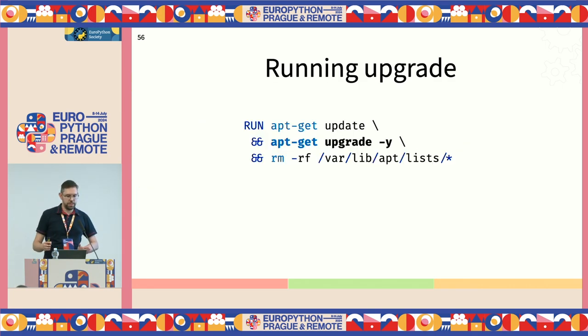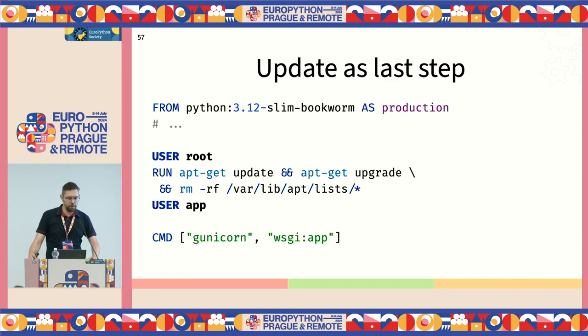In Debian-based images, you can update the system using apt-get upgrade. It installs all updates, including security ones. You can run the command as the first or last step in your Dockerfile. If you decide to update as the last step, it will install fresh system updates every time you deploy a new version of your application. This will also slow down every build, but only by 2 or 3 seconds, so I think that's perfectly acceptable.